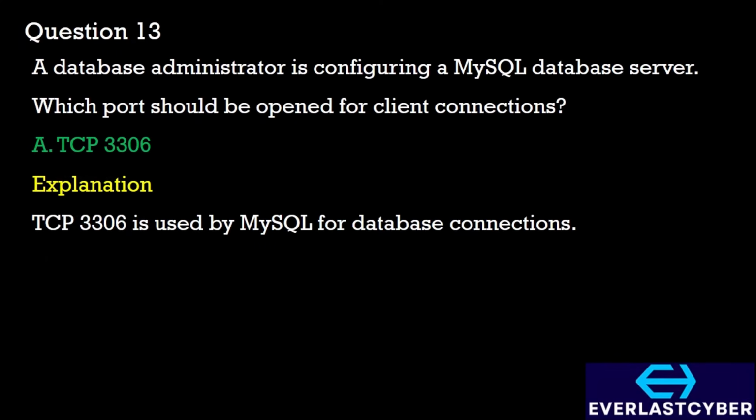TCP 3306 is used by MySQL for database connections. The other options will not be the answer. UDP 67 is used by DHCP for IP address assignment. TCP 1433 is used by SQL Server for database connections, but not MySQL. UDP 69 is used by TFTP for simple file transfers.